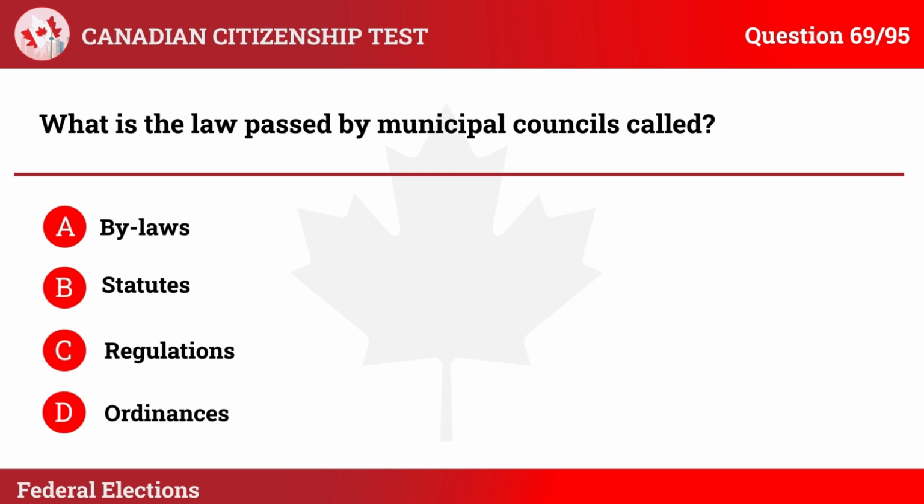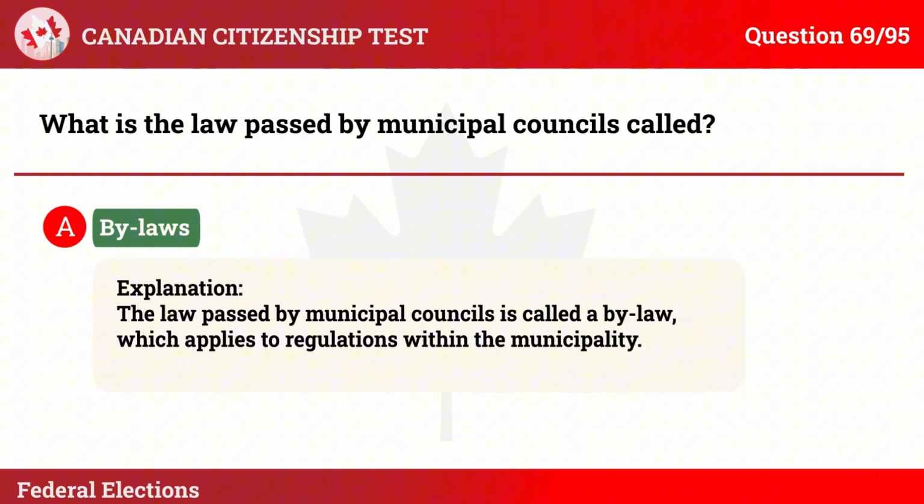The correct answer is A. Bylaws. Explanation: the law passed by municipal councils is called a bylaw, which applies to regulations within the municipality.